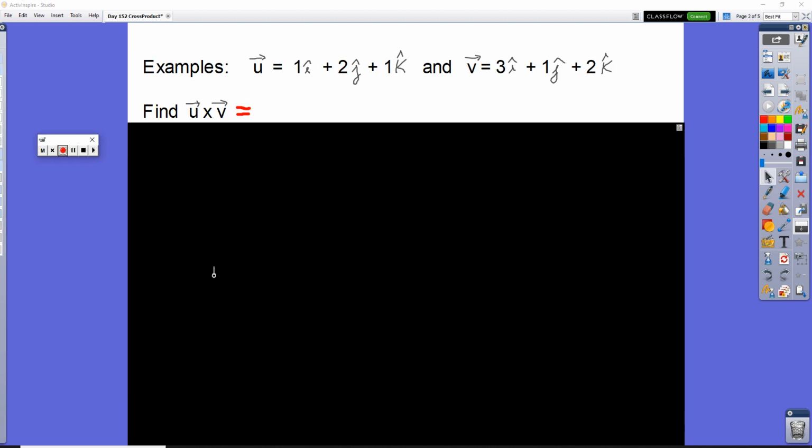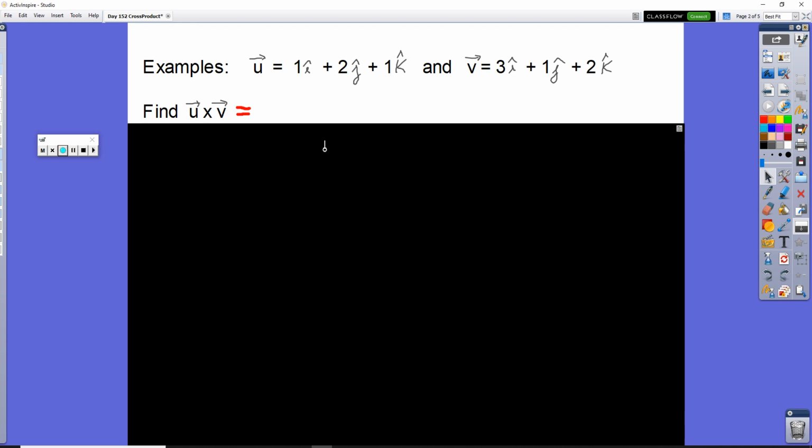So in our first example, we have vector u, which has the components 1 in the i direction, 2 in the j direction, 1 in the k direction, and vector v, which is 3 in the i direction, 1 in the j direction, 2 in the k direction. And our objective here is going to be to find the cross product of u times v. Notice the cross, the times symbol.